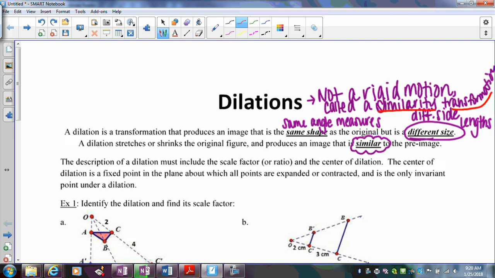So when we talk about dilations, kind of like when we talked about rotations, translations, and reflections, there's different things you need to include when you're talking about them. So for a dilation, you have to include the scale factor. So that's how big or how small your object is going to become. So that's the ratio. And then the center of dilation. So the center of dilation is where all of the points are either expanded from or contracted to. So the center of dilation is a fixed point, meaning it's going to stay in the same position. So it's going to remain invariant. It's the only point that remains invariant. And remember, invariant means remains the same.